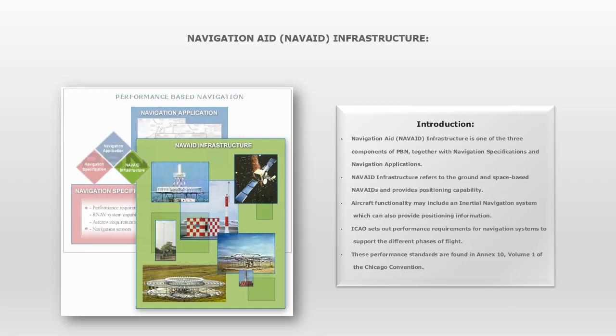ICAO sets out performance requirements for navigation systems to support the different phases of flight. These performance standards are found in Annex 10, Volume 1 of the Chicago Convention.